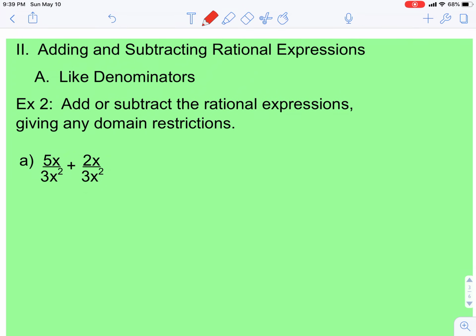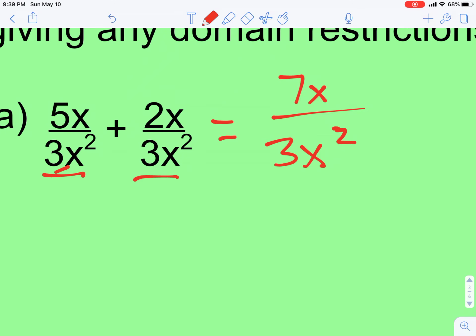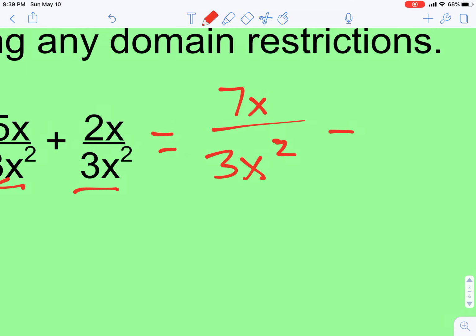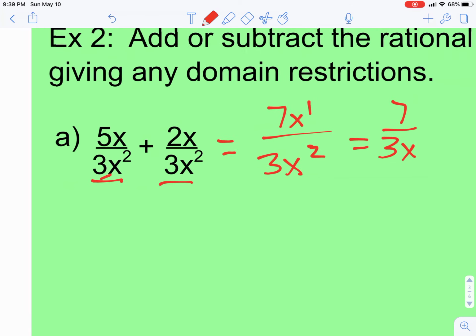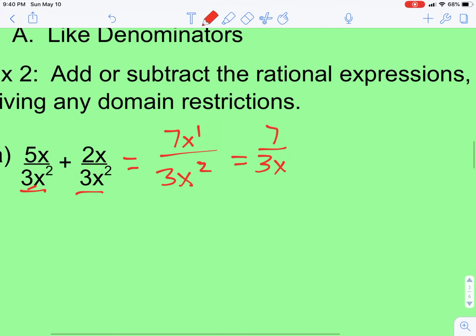So same thing when you're adding fractions that didn't look weird like this. If they had a common denominator, which they do, that bad boy stays the same. That doesn't change. So 3x squared stays on the bottom. 5x and 2x is 7x. And then we have 1x on top, 2 on the bottom. So that's going to reduce down to 7 over 3x. All right, so if denominators are the same, we're good to go.